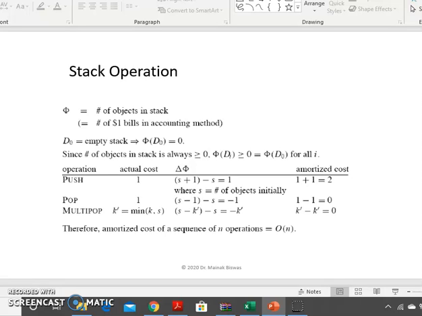But for the popping operations, what happens? For the pop operation, the actual cost is 1. After popping it becomes S minus 1, and the initial was S. S minus 1 minus S equals minus 1. So the amortized cost is the actual cost plus the increase, that is 1 minus 1, which equals 0. For the multi-pop operation, it is the minimum of k and S. So S minus k bar minus S is equal to minus k bar, where k bar is the minimum of k and S. So k bar minus k bar is equal to 0. So again, the amortized cost for a sequence of n operations is big O of n.